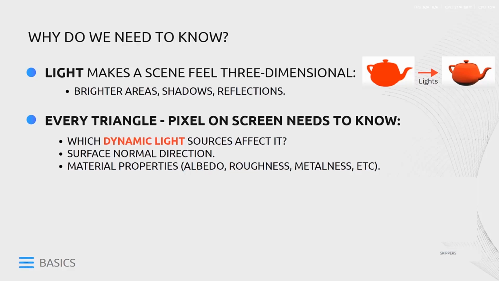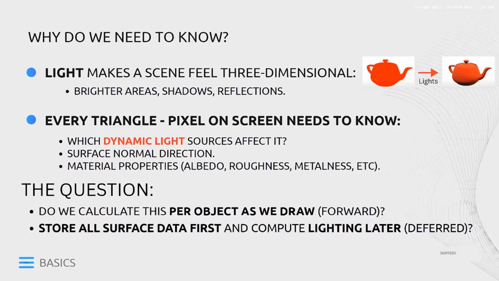Dynamic lights, however, must be calculated every frame, and this impacts performance. That's why we have two rendering paths. Each has its own way of dealing with lights. So the question here is, do we calculate light for every object separately? And this is forward rendering.